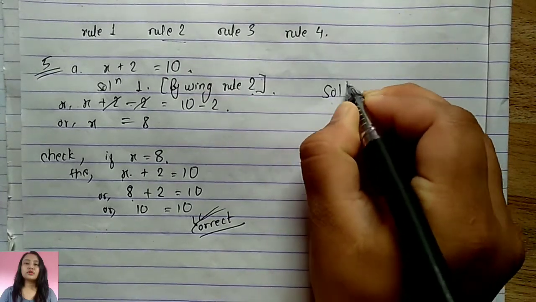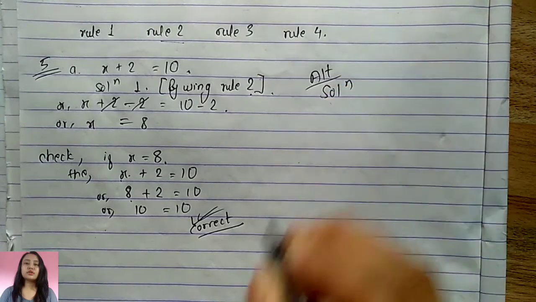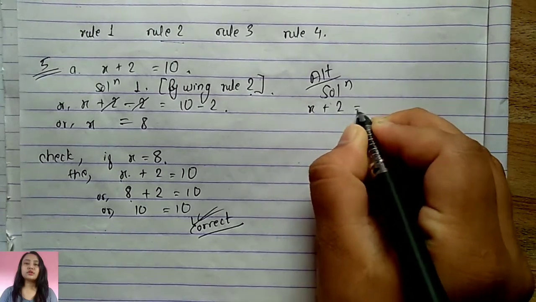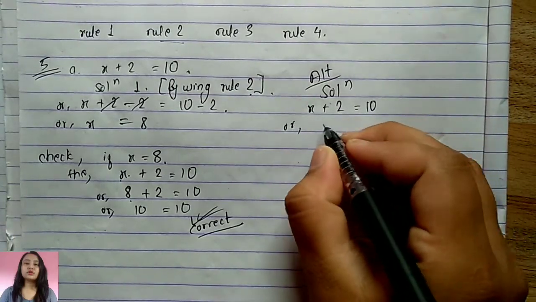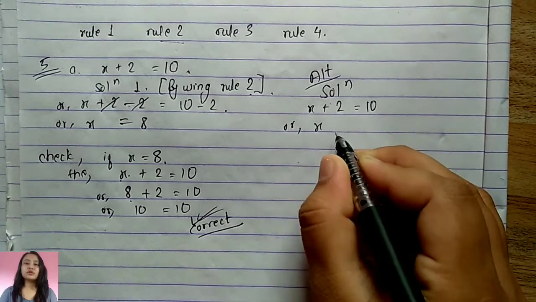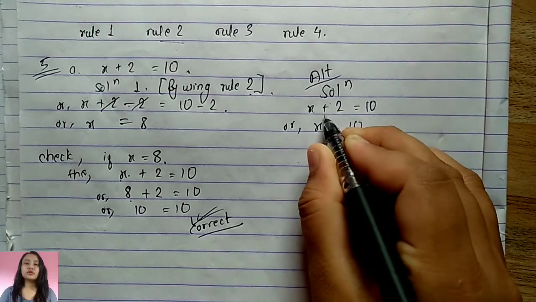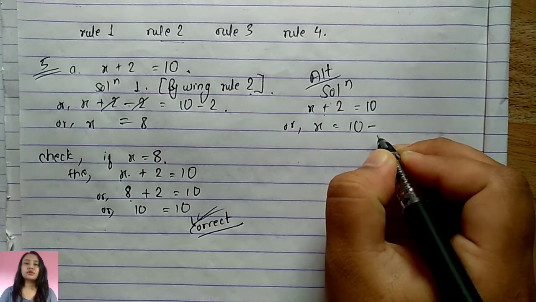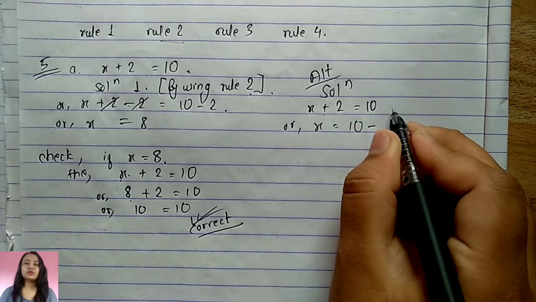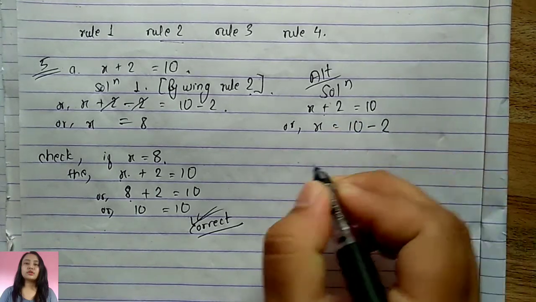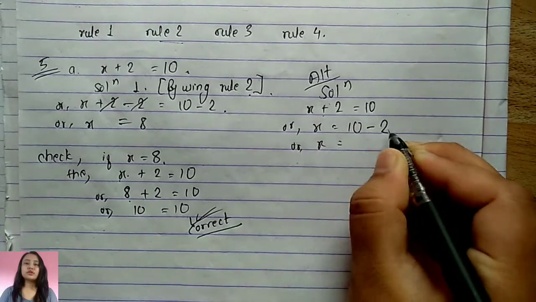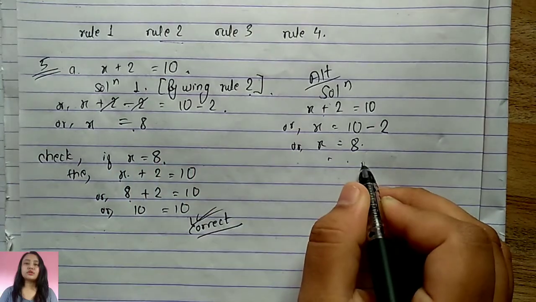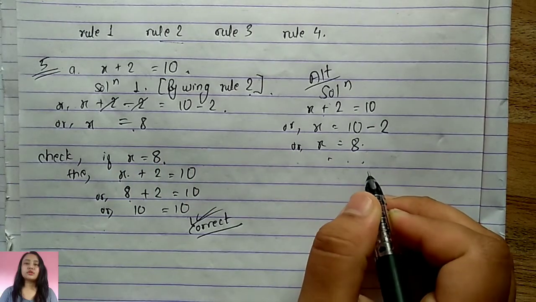Another solution, that is the alternative solution. If the question is x plus 2 equals 10, we write x here, and the 10 is here only. This plus 2, when it is shifted to the other side, will become minus. I have taught you this, right? So when this plus goes to the other side, it will be minus 2. So x equals 10 minus 2, which equals 8. Look, the value is 8. In both cases, we found that the value of x is 8.